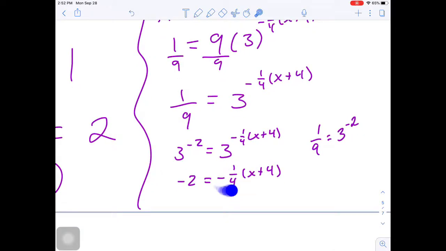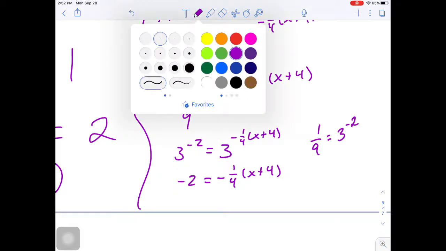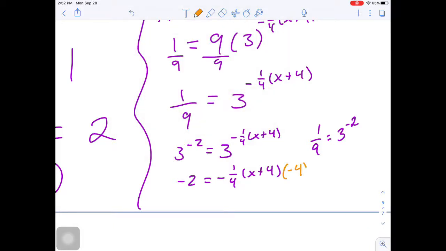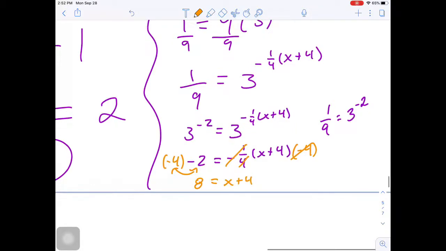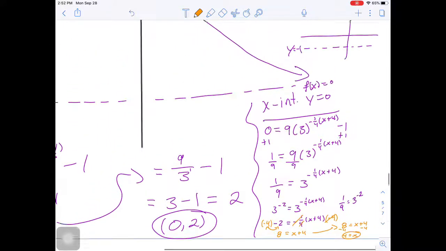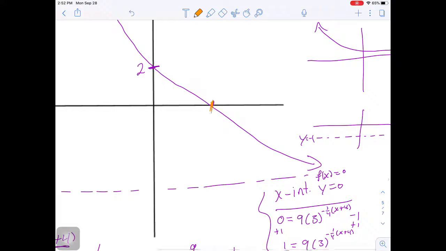So what I'm going to do is multiply both sides by negative 4. So negative 4 times negative 1 over 4, well, that gives me 1, so that cancels all this out. Negative 4 times negative 2 gives me positive 8. And then I'm going to subtract 4 from both sides. So subtract 4, and that gives me 4 equaling x. So there is my x-intercept, and that makes sense because here is 4 and 0.